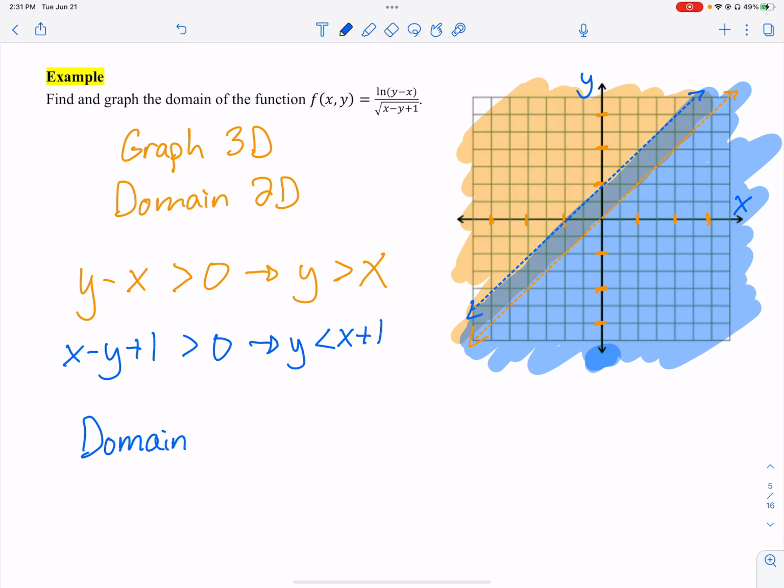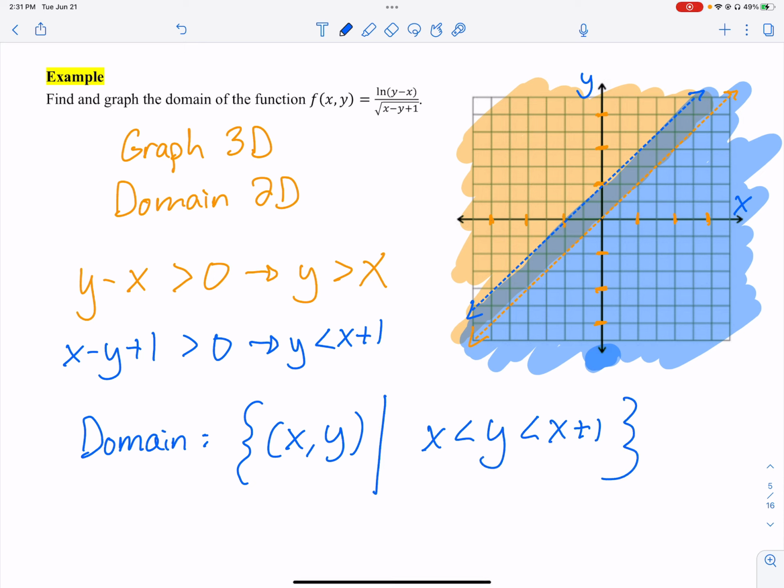The domain is the set of all ordered pairs such that, and then do you see the double y there? So what I'm going to do is I'm going to say x is less than y, which is less than x plus 1. If you look, that's captured in both of those. You could also just write both down and put an and. That's fine if you want to play it safe. I totally get that. But there we go. There's our domain. It's all the y's between those 2 lines. There's only x's and y's we can plug in.